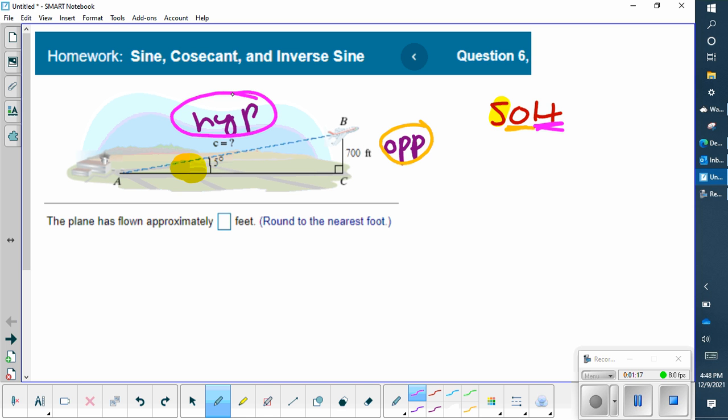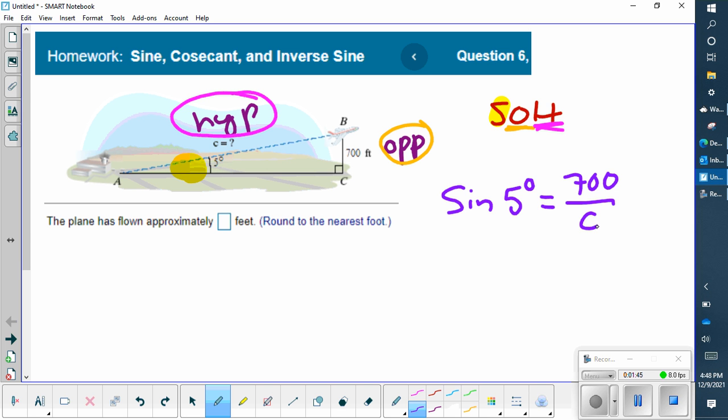Okay, so if I were to set this up as a fraction, I'm going to say the sine of 5 degrees. Now, this is a pre-programmed number in my calculator, okay, that works for every similar triangle that has this 5-degree angle in it. And I'm going to go ahead and make a fraction. My opposite is 700. And my hypotenuse here is C.